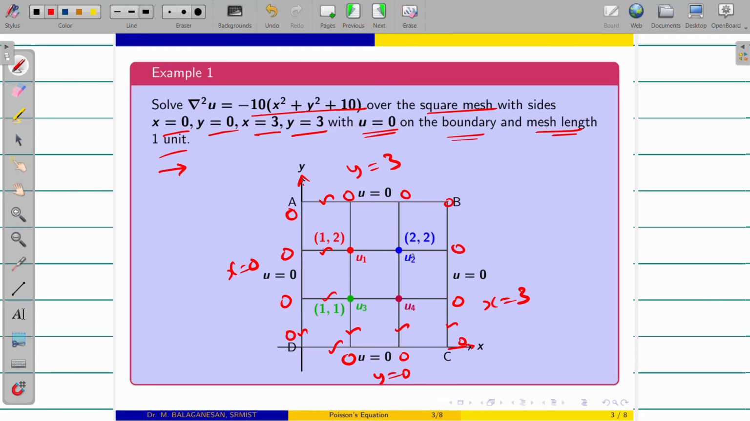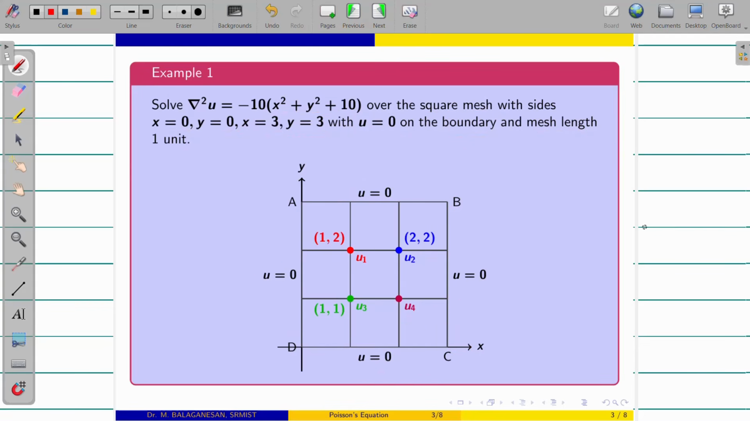Right. Now we have drawn the diagram. Here x is 0, y is 0 at the origin. So this is symmetric with what? Y equal to x axis. Right. So symmetric with y equal to x axis.